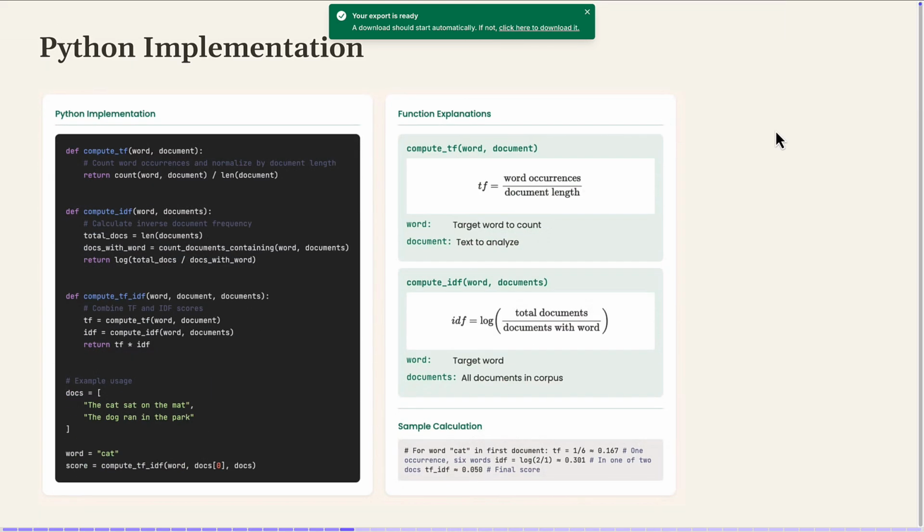And this is a Python script on how you can implement it. It's very simple. So first of all, we compute TF. We count the number of words in the document divided by the length of the document. You can compute the IDF. This is how we do it. The length of the document, the docs, number of docs with number of docs that contain the word, and finally we do the log. We return the log. And the TF-IDF is basically the product of both.